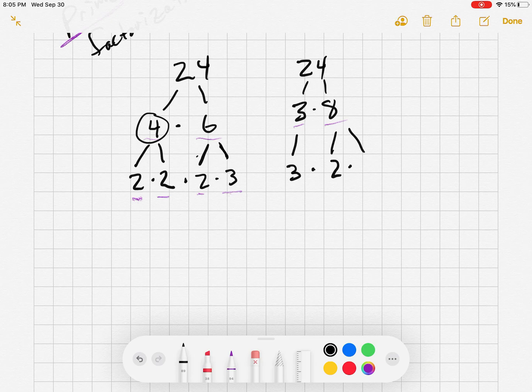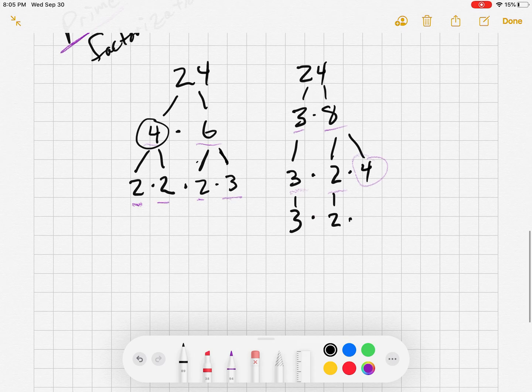So I could put it down and I have 2 times 4, right? I take a look. 2 is prime, that's good, but 4 needs some work. Okay, so 3 times 2 times 2 times 2. Okay, well, looks like I have just primes there.